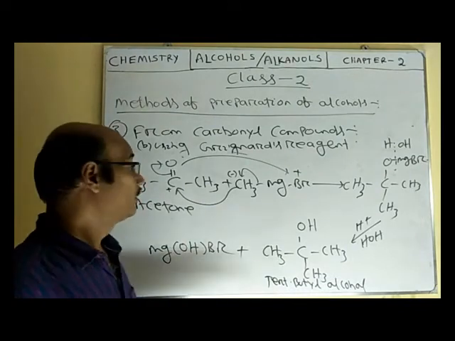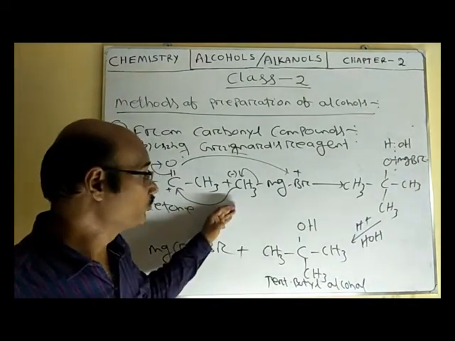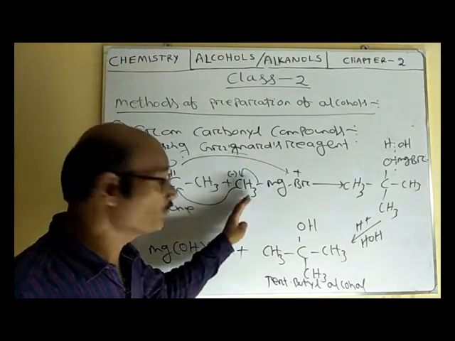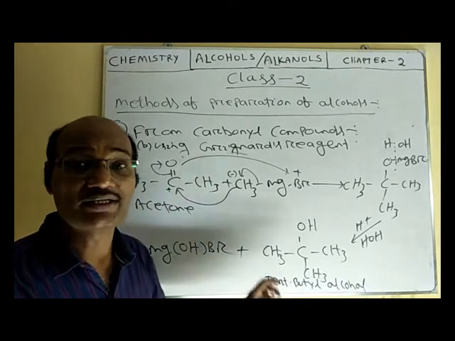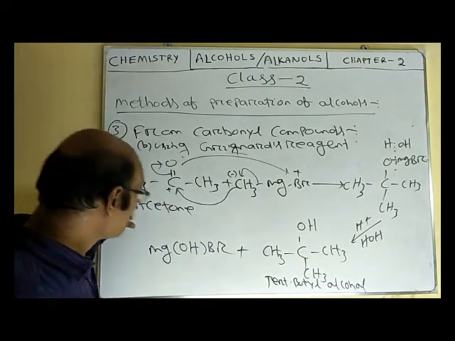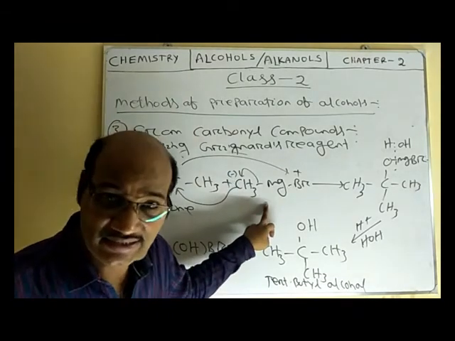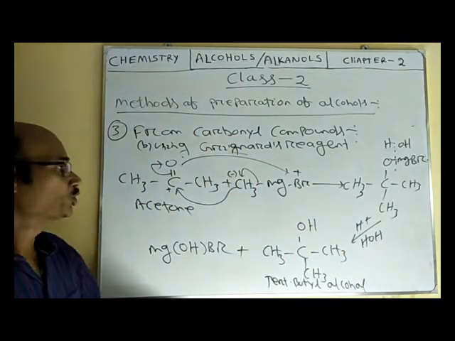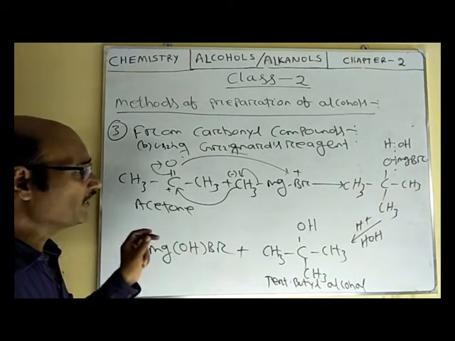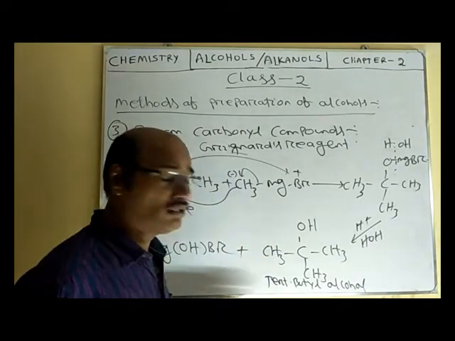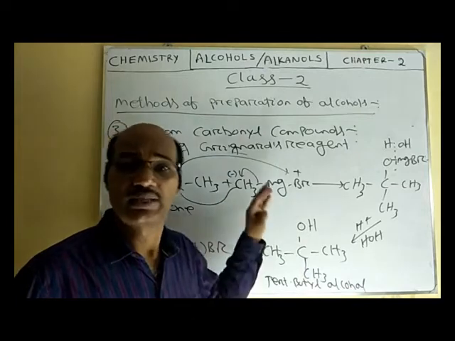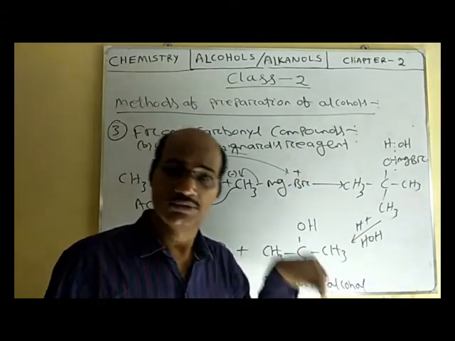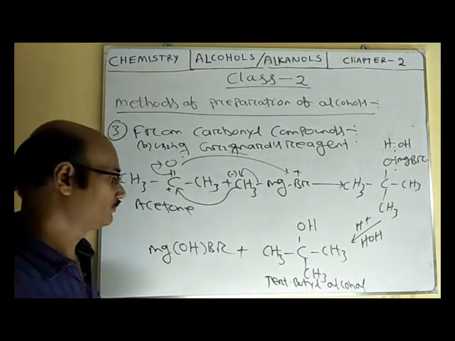So what we got here? When formaldehyde reacts with the Grignard reagent, we get primary alcohol. When any other aldehyde reacts with the Grignard reagent followed by hydrolysis in acidic medium, we get secondary alcohol. Now if ketones react with the Grignard reagent and the product is followed by hydrolysis, we get tertiary alcohol. So using the Grignard reagent we can get primary, secondary and also tertiary alcohol from carbonyl compounds. Formaldehyde gives primary alcohol, any other aldehyde secondary alcohol, ketone tertiary alcohol.